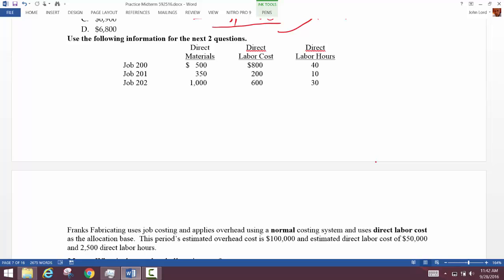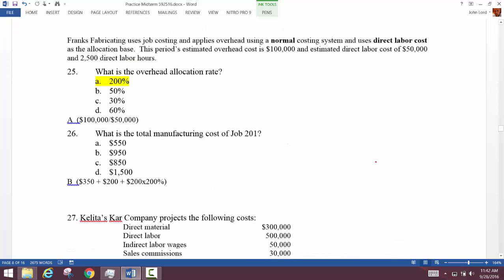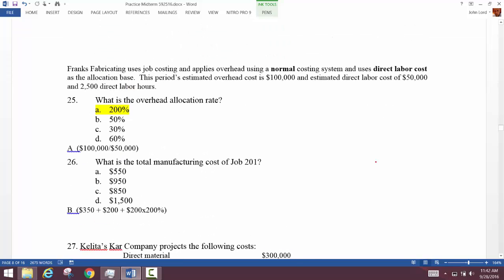Okay, good. So we've got this set of information that we're going to use for the next two jobs. They're giving us some information about these different jobs. And for 25, they want us to figure out the predetermined overhead allocation. Again, they're saying allocation. It should be application, how we apply it, okay? Rate, so how do you want to do that one?